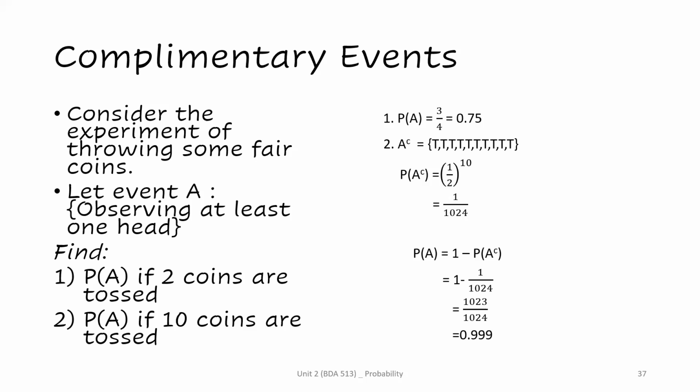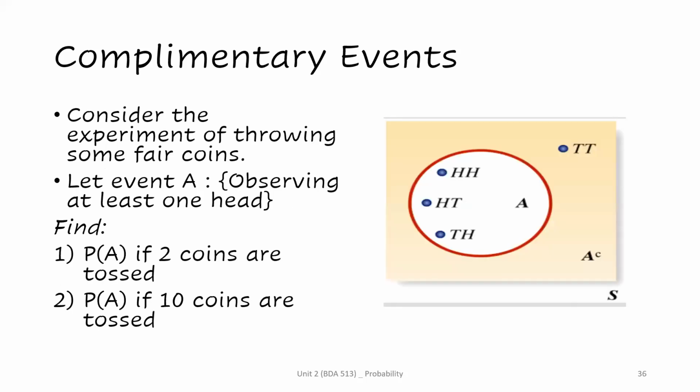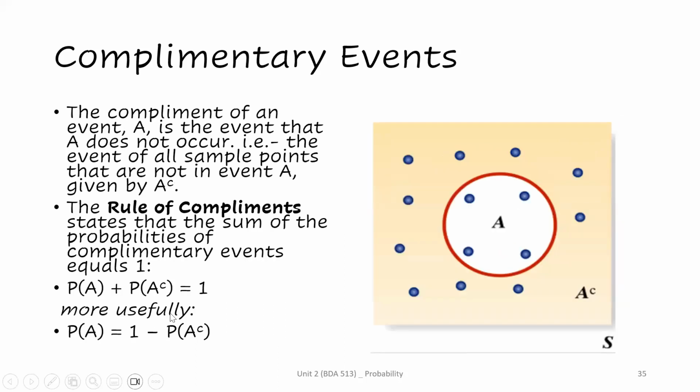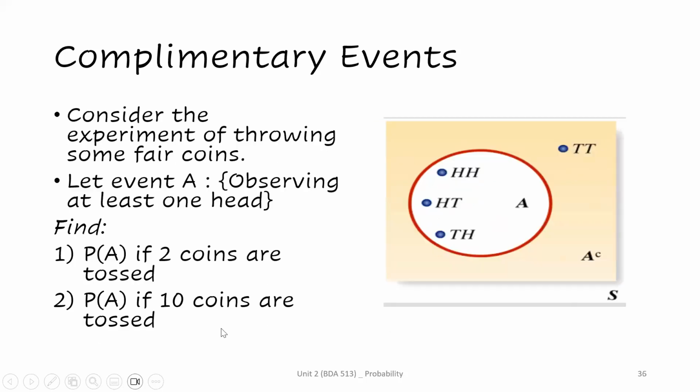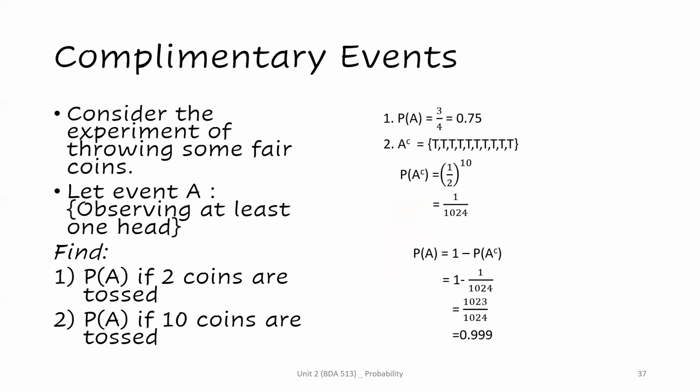Therefore, for us to get the probability of A, we've already established here that A is equal to 1 minus the probability of A prime, or A complement. Now, the probability of A complement is 1/1024. So we deduct it from 1, and then we get the probability of A, which works out to be 0.999.